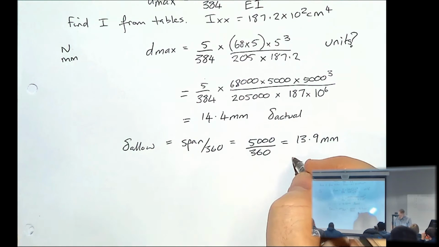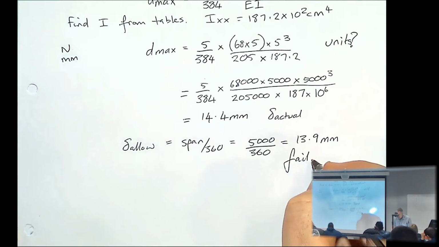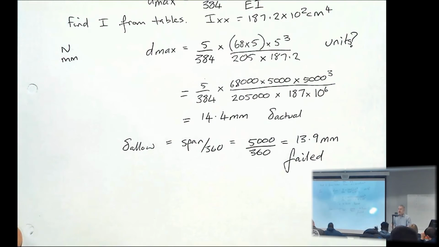So therefore, it's failed. You'd have to choose another beam with a larger I value, or choose another material. Normally you wouldn't be choosing another material. You would have to add something to increase the I value.